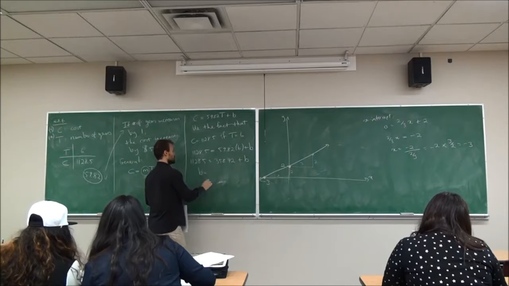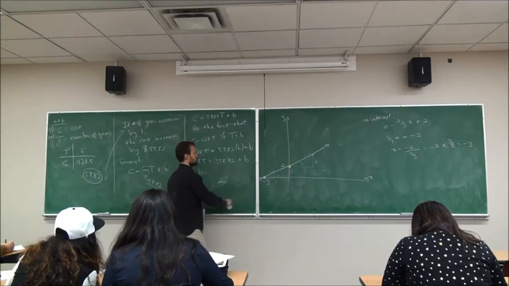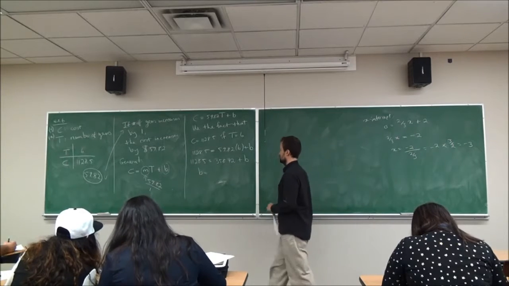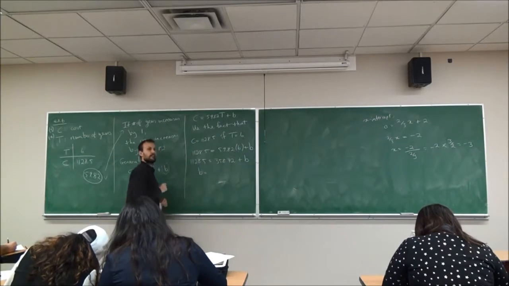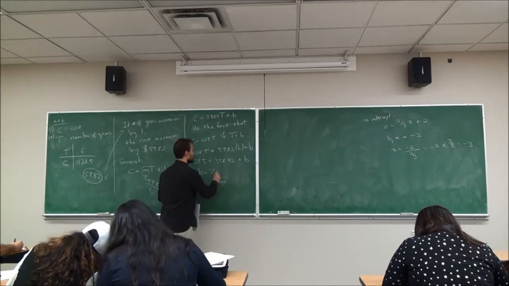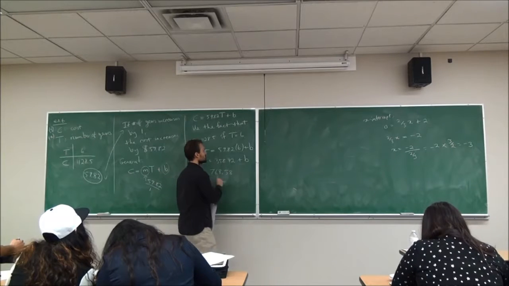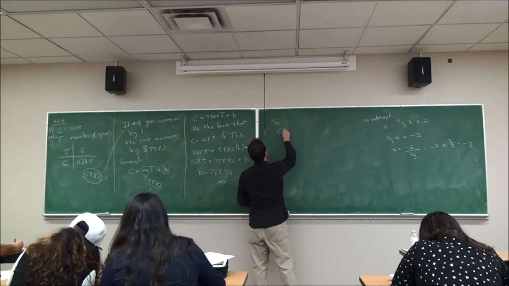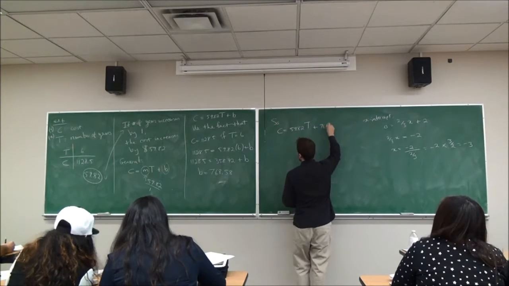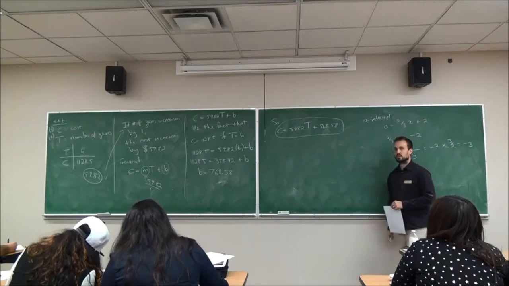And the value of B is what? What is the value of B? 769.58. What was that, sorry? The last one? 58. So my equation is C equals 59.82 T plus 768.58. There you go.